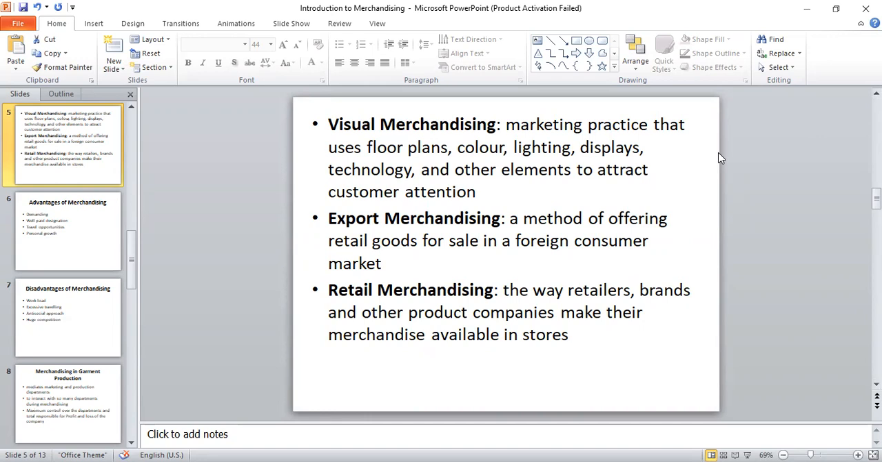The next one is retail merchandising. It is the way retailers, brands, and other product companies make their merchandise available in stores. Retail sector merchandising is the classification used to categorize businesses in the industry by the types of goods and services offered, for example auto parts, shoes, jewelry, etc. Retail merchandising attracts consumers to particular goods and services in various ways.